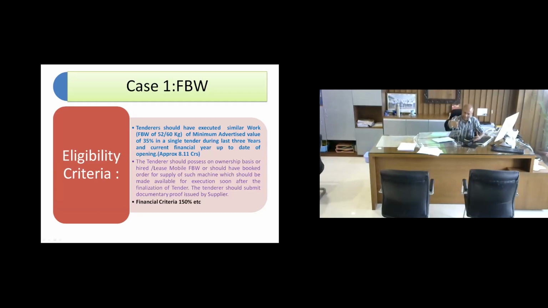Please go through these criteria. This is the general criteria, but just have a look so that you get some idea what I'm talking about. First one is a normal condition, where tenders would have excluded similar work of 35%, you are well aware. So 23.7 crore was the value, so the requirement is 8.11 crore. Then since this is a case where you need a mobile flash butt welding plant, the second criteria was that they should either own a plant, or have an arrangement, or have placed an order, and all. And the third one is the normal 150% financial.